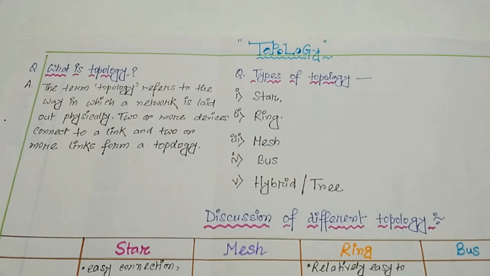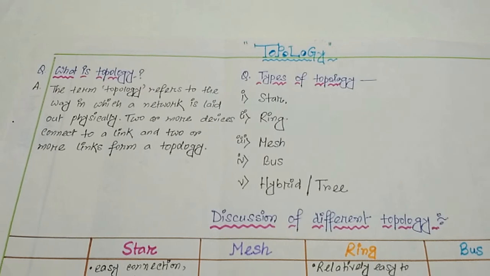Now I am going to discuss star topology. What is star topology? In a star topology, each device has a dedicated point-to-point link only to a central controller, usually called a hub. The devices are not directly linked to each other, so direct traffic between devices is not allowed.